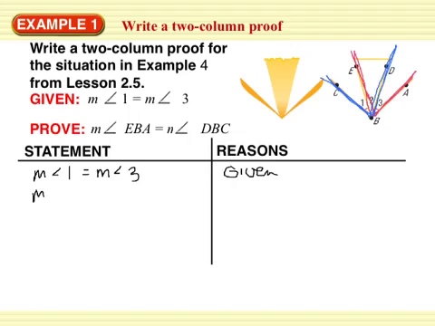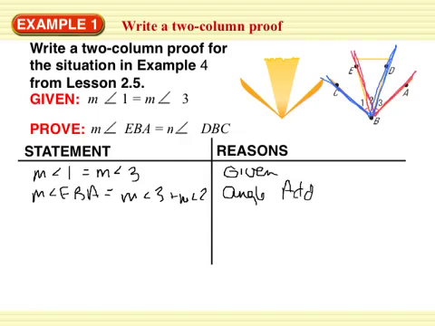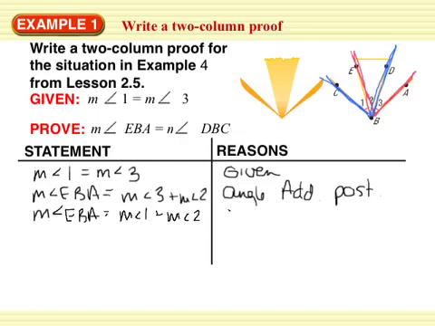First, we know that the measure of angle EBA is equal to the measure of angle 3 plus the measure of angle 2, and that is the angle addition postulate we learned last chapter. Okay, since we know that the measure of angle 1 is equal to the measure of angle 3, I can replace the measure of angle 3 with angle 1. So instead of the measure of angle 3, I'm going to put the measure of angle 1 because of substitution. I'm just substituting it because they're equal.